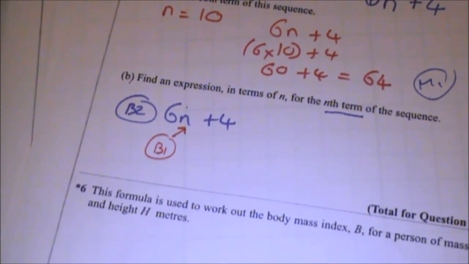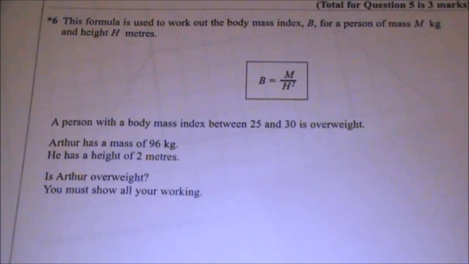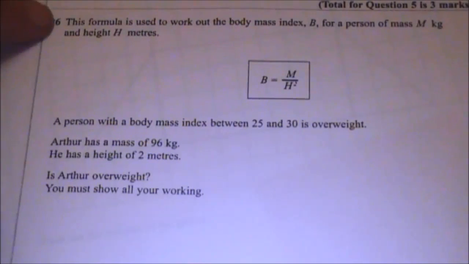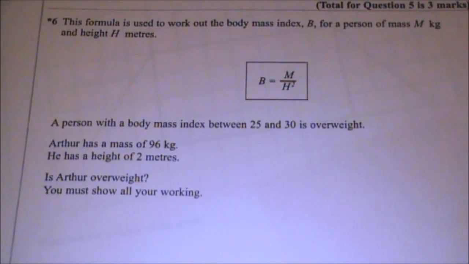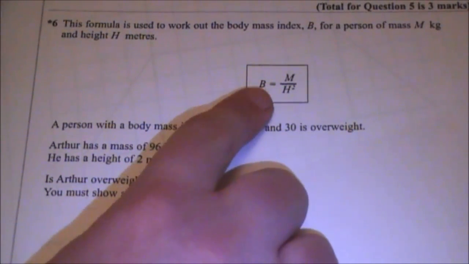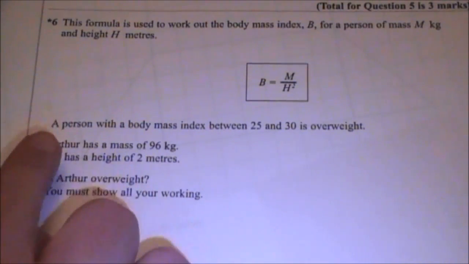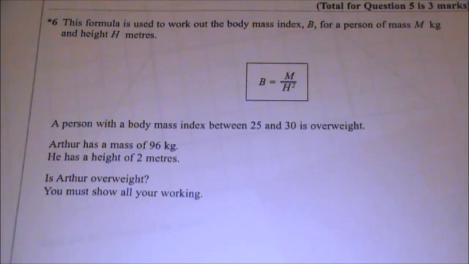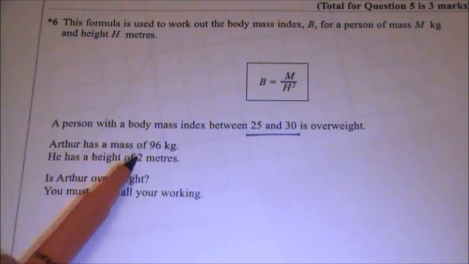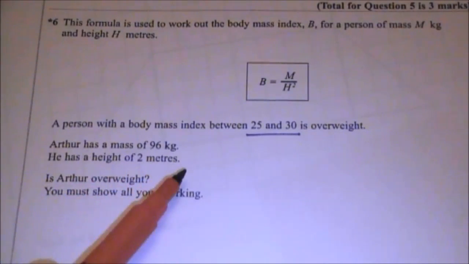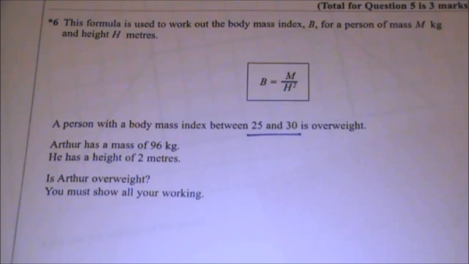Question 6 is about the application of a formula, and the fact it's got a star next to it means that they want you to do a write-up at the end. So this formula is used to work out the body mass index, B, for a person of mass, m, kilograms, and height, h, meters. And there it is, B equals m over h squared. A person with a body mass index between 25 and 30 is overweight. Arthur has a mass of 96 kilograms, a height of 2 meters. Is he overweight? Show all your workings.